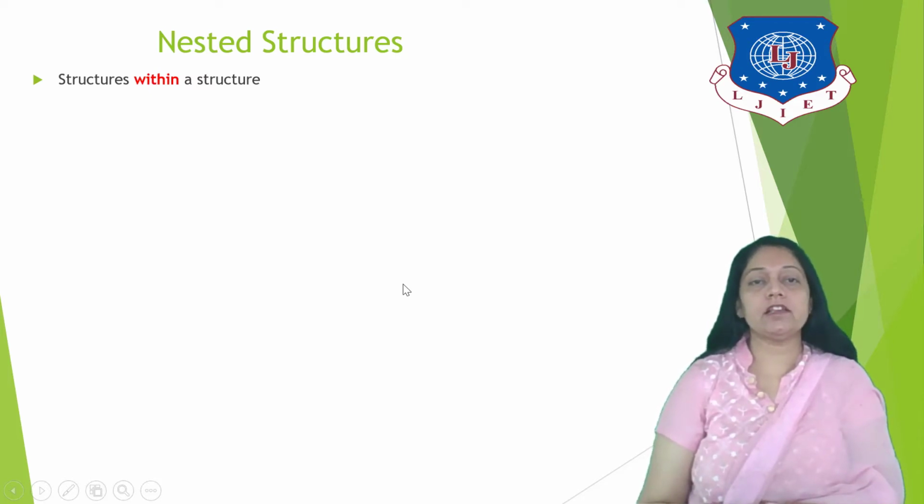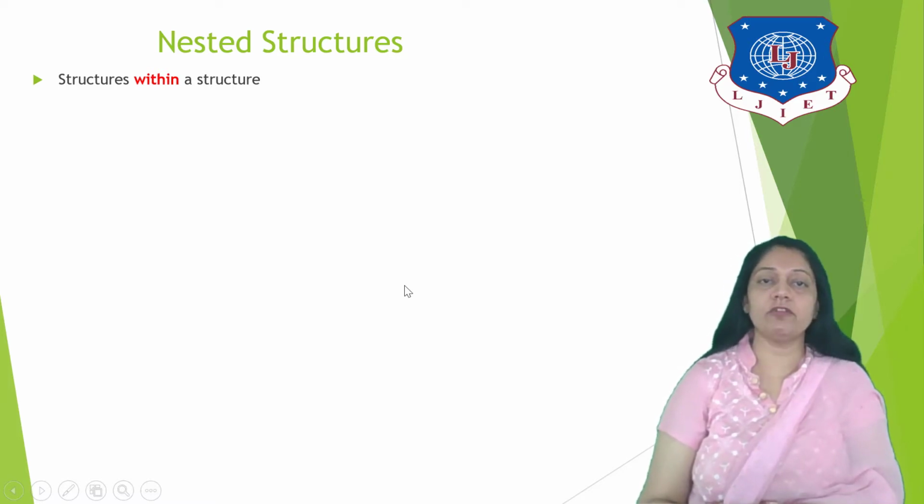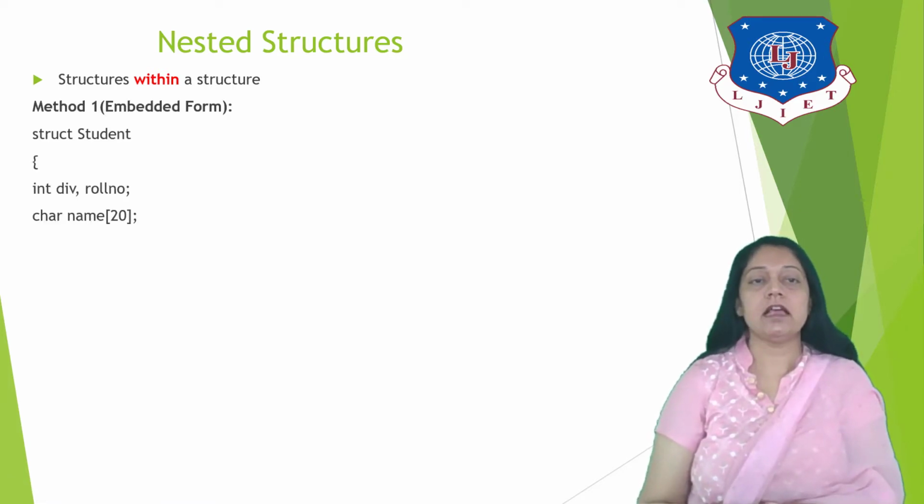Okay, how are you going to make a structure within a structure? For that also we have two different methods of creating nested structures. Let's see the first one, which is known as embedded form. Means whenever we are declaring one structure, at that time we are going to do the nesting also. So let's see how you are going to do this.